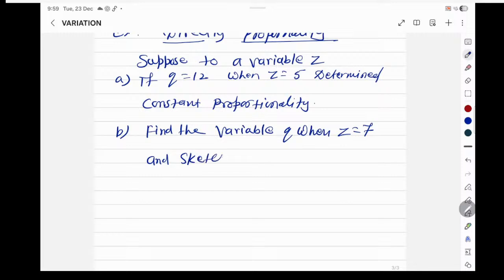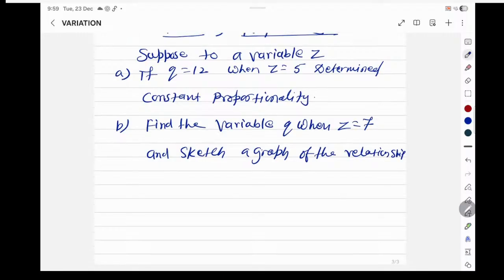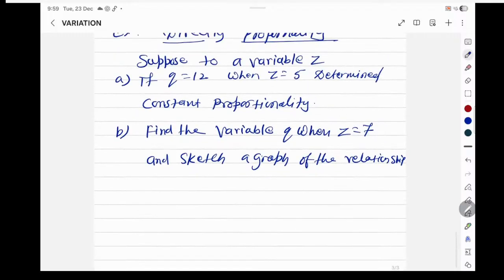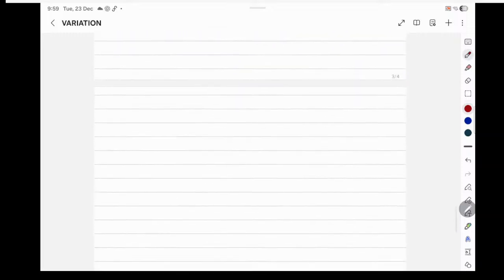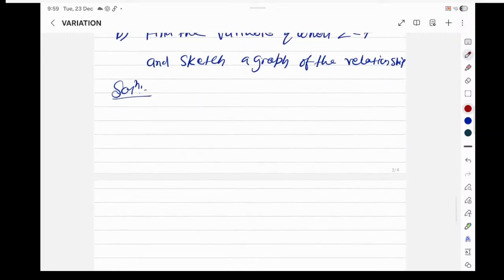and sketch a graph of the relationship. So how can we solve this question? How do we find the solution?